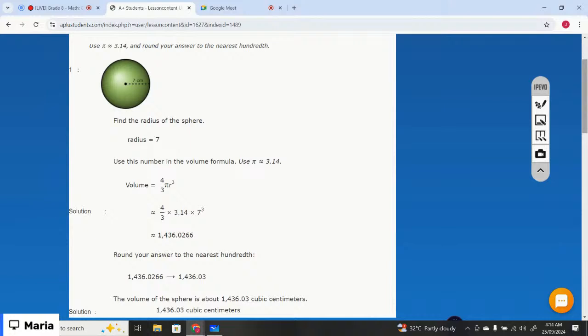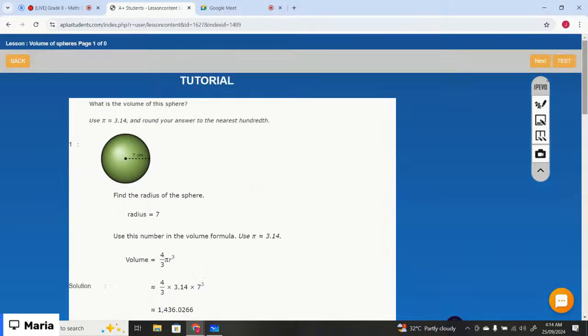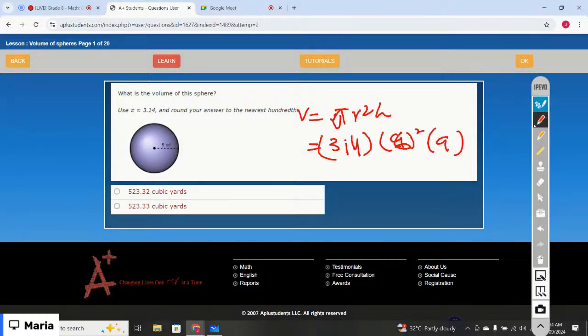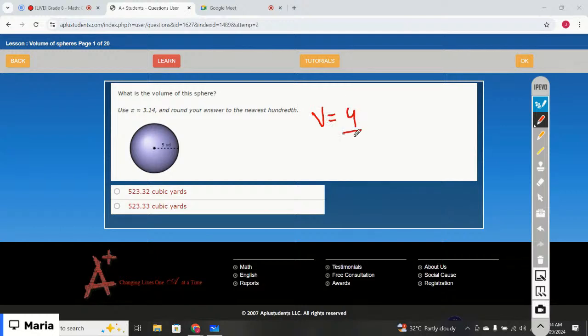Let's just start with the test questions. So the formula you're going to use is V equals 4 by 3 pi r cube. You can note down these formulas. They are very important. What is the volume of the sphere? That is V equals 4 by 3 pi r cube. Keep them in your mind. 4 by 3 pi is 3.14 and r is 5 cube.